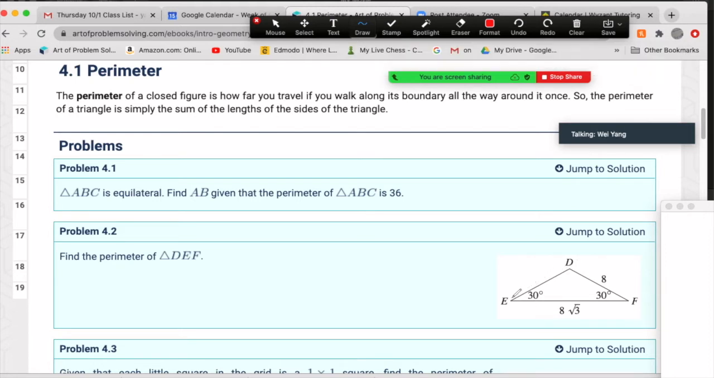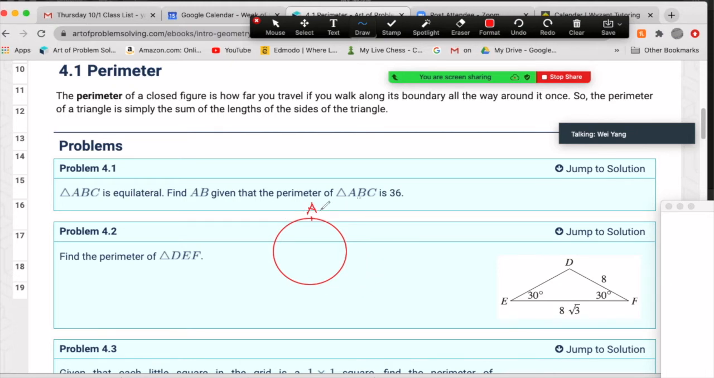Suppose you start from this D. First you go to E, then you go to F, then you come back to D. Then the distance you walked is called the perimeter. For a circle, it's the same thing. You start from one point, suppose from here, then you can choose to go clockwise or counterclockwise. When you walk a full circle and come back to this A, the distance you walked is called, for a circle, the circumference.